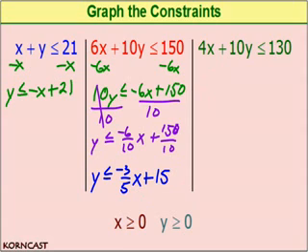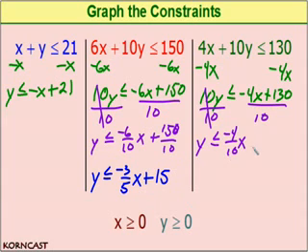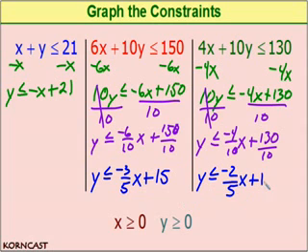On this side over here, okay, last one, subtract a 4x from both sides. So I'm going to get 10y is less than or equal to negative 4x plus 130. Just like last time, I'm going to divide everything by 10. And then I'm going to get y is less than or equal to negative 4/10 times x plus 130 divided by 10. And then last but not least, I'm going to get y is less than or equal to negative 2/5 times x plus 13.